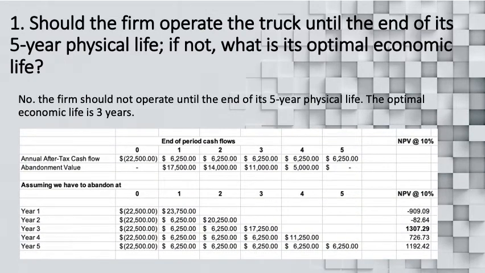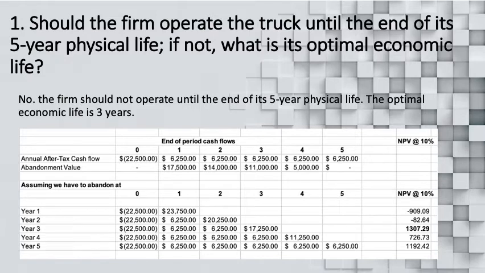So, how do we back up that explanation? Here is a table of the Campini Supplies company about the new truck, which is expected to generate cash flows at the end of 5 years. For each period, the annual after-tax cash flow is $6,250 for 5 years, and then the abandonment value. At this stage, assuming that we abandon the new truck at year 1, year 2, and up to year 5, there are data which we put here. If we abandon the new truck at year 1, we will get an NPV at 10% of negative $909.09.